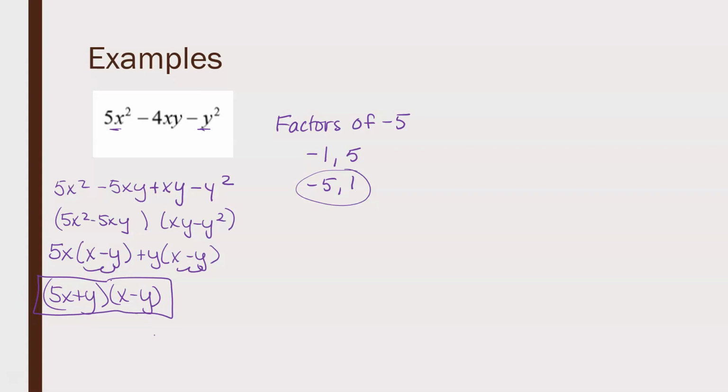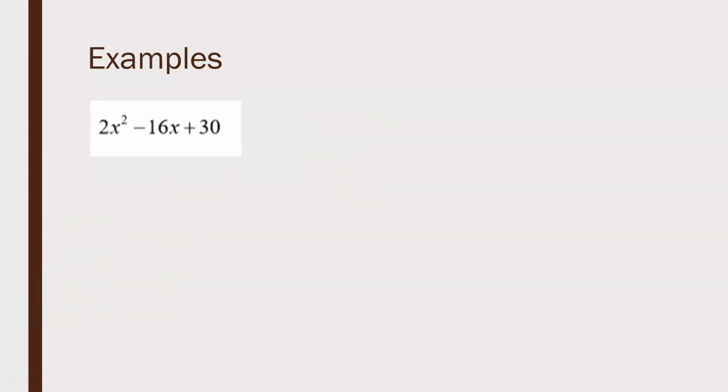Okay, one more. All right, 2x squared minus 16x plus 30. Let's check to see if we have a greatest common factor. They're all even, so we can pull out 2 for sure. So if we pull out 2, I'm left with x squared minus 8x plus 15. So we're back to our leading coefficient of 1 and the old way of doing things. Factors of 15 that equal -8.